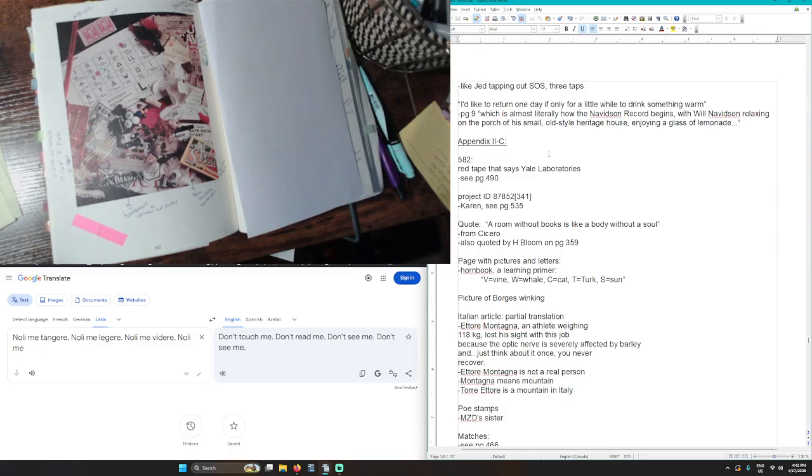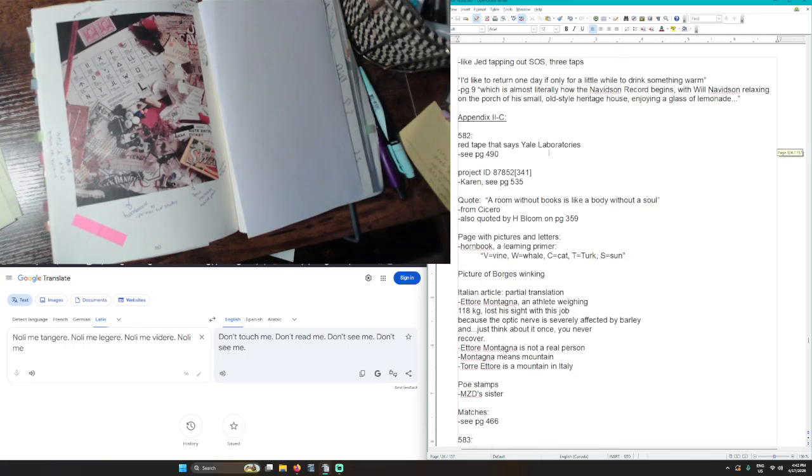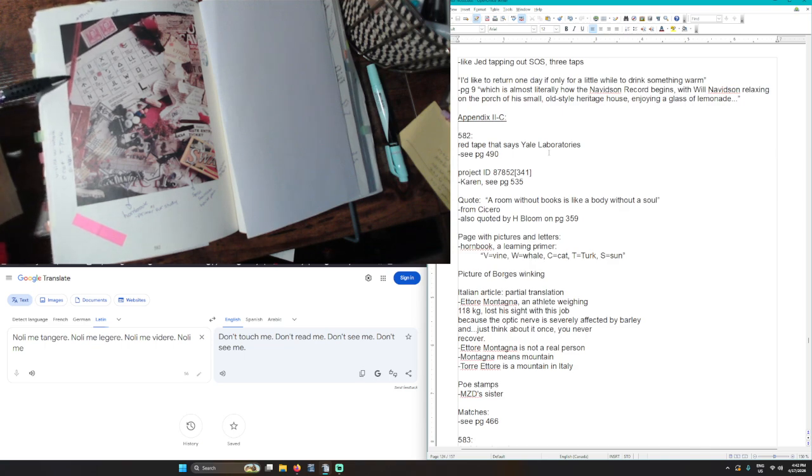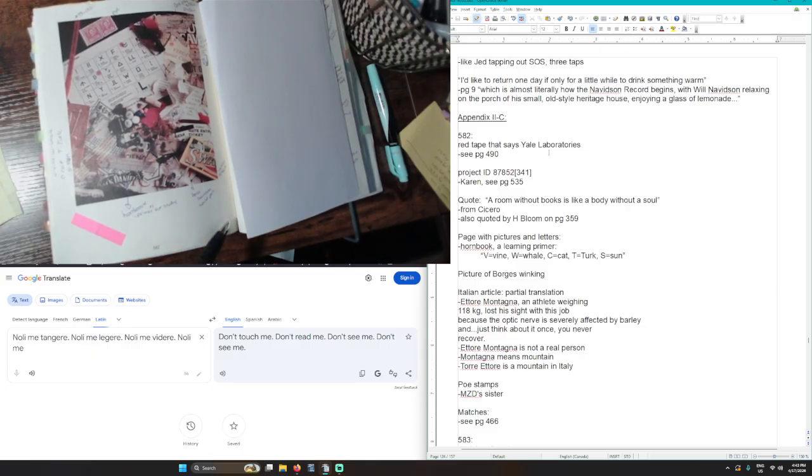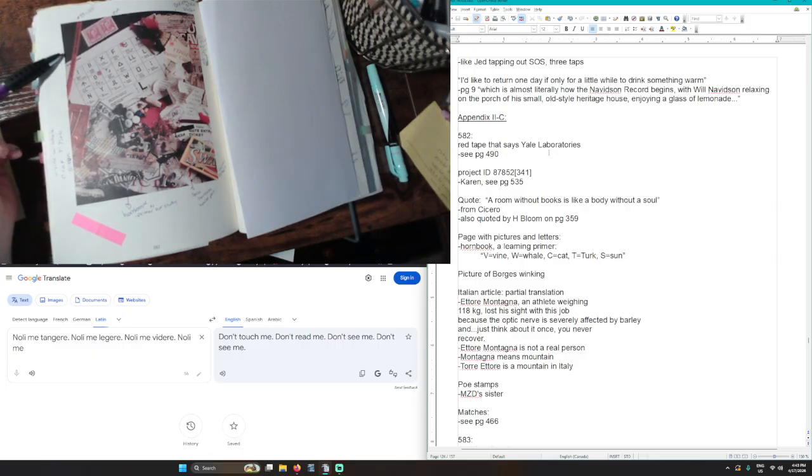Okay. So let's look at this collage. I'm going to point things out with a pen. This red piece of tape here says Yale Laboratories. On page 490, we get a little thing down in the corner here. It can be hard to miss. There's a star, and it says Yale. And the previous page before that says the processing lab. So the processing lab for House of Leaves, the videos, was Yale Laboratories, which is a real place.